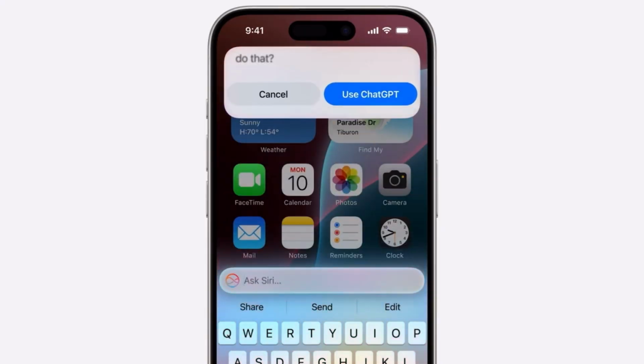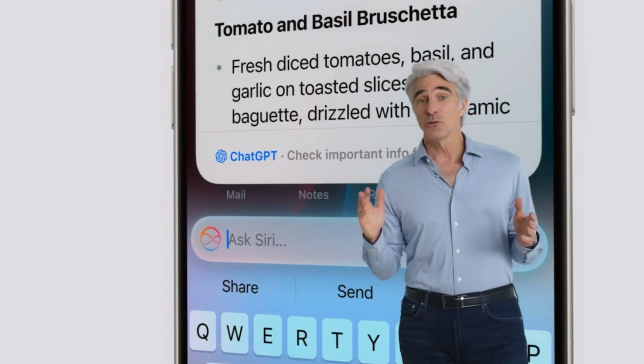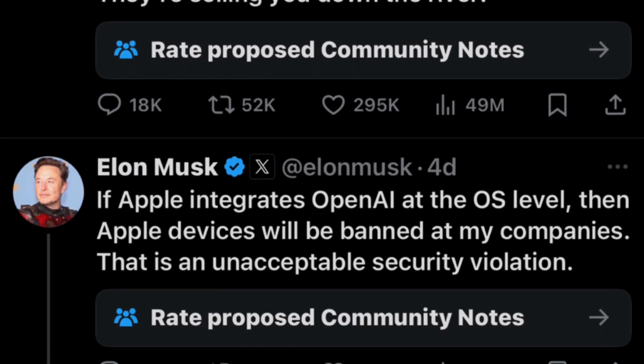A lot of people's reaction to Apple Intelligence was positive, but not Elon Musk. When he saw OpenAI, the company that he founded originally as a non-profit, he decided to take a stance that many found controversial and turn some heads: that he would ban Apple devices at his companies. I'm here to discuss with you, did he overreact a little?